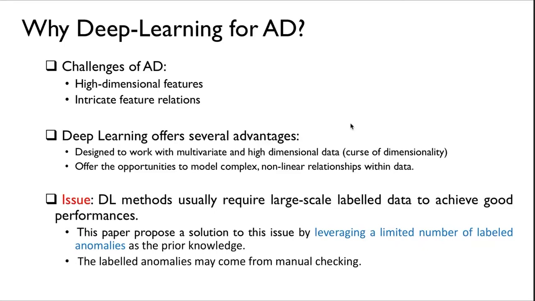So this paper proposed a solution to this issue by leveraging a limited number of labeled anomalies as prior knowledge. These labeled anomalies may come from, let's say, a deployed anomaly detection system, where the purpose is that you want to improve it further, or from manual checking. Like there are actually people who are labeling that this data point is an anomaly.